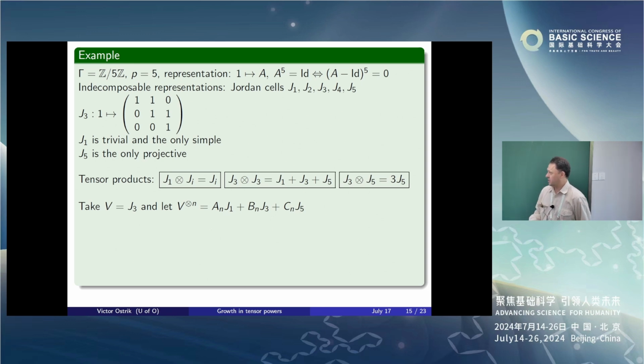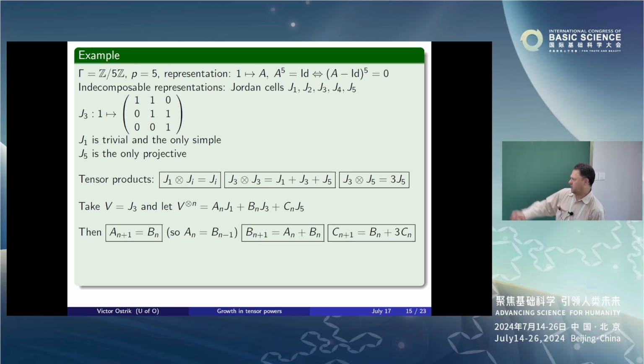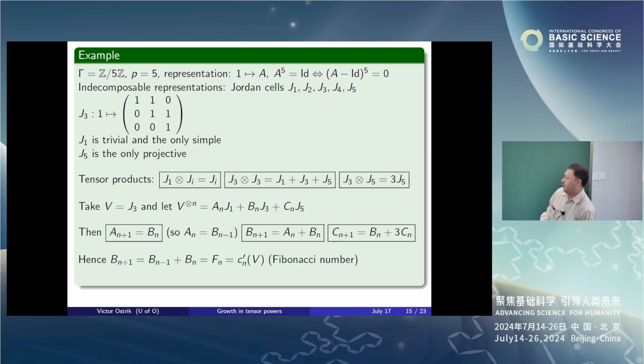A little bit unexpected. But now, playing the same game as before, you can deduce some recursive relations for my coefficients. You can solve them. And actually, if you try to solve them, it's really easy to see. So what do we have? We have an equation for Bn plus 1.